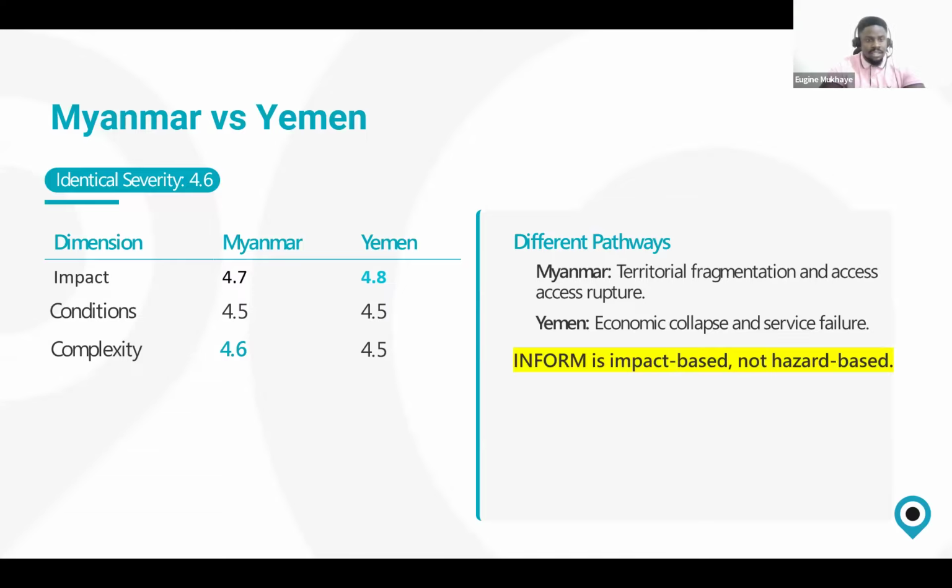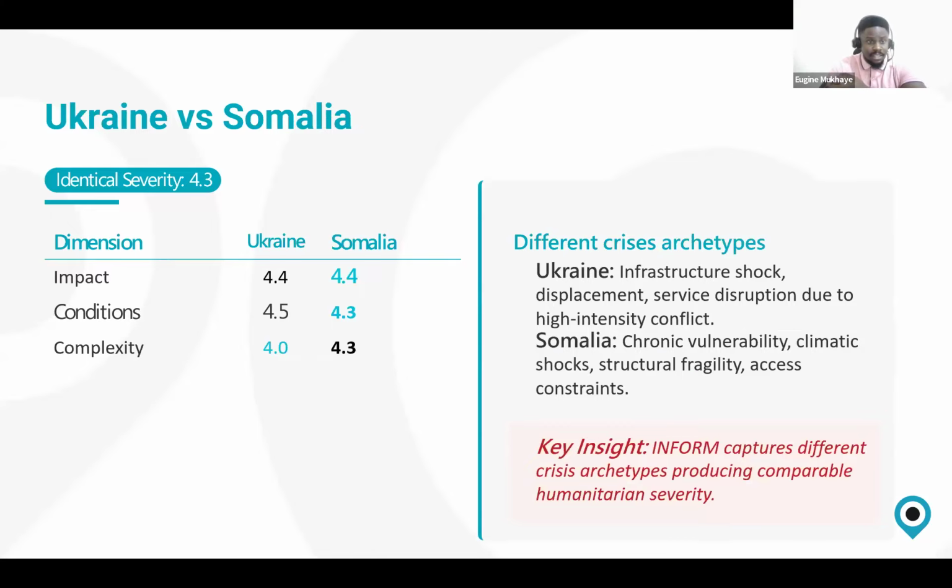So now let's look at another comparison where the crises look very different. That is Ukraine versus Somalia. When we asked about Ukraine and Somalia, the responses here were quite mixed. When I look at the results, yeah, they were quite mixed, 48 and around there. This is quite understandable because Ukraine is widely understood as a high intensity conflict with large scale displacement and widespread infrastructure damage. But on the other hand, Somalia is usually described as a chronic fragility crisis, which is driven by repeated droughts, climate shocks, food insecurity, and long-standing governance challenges.